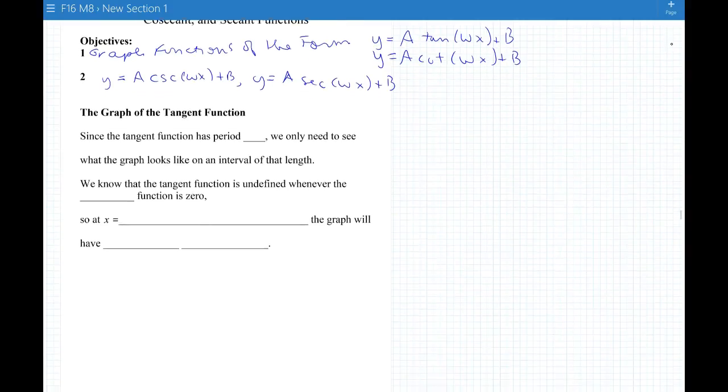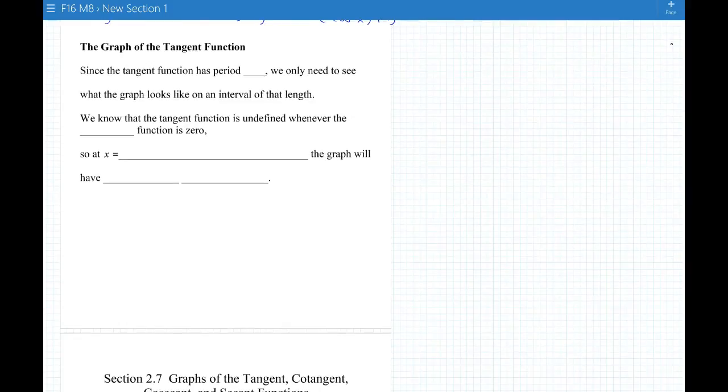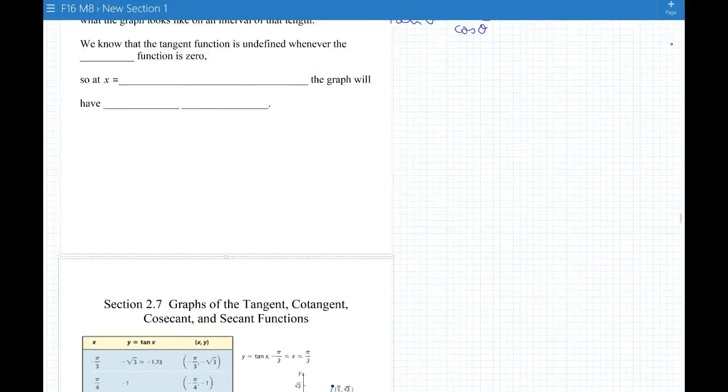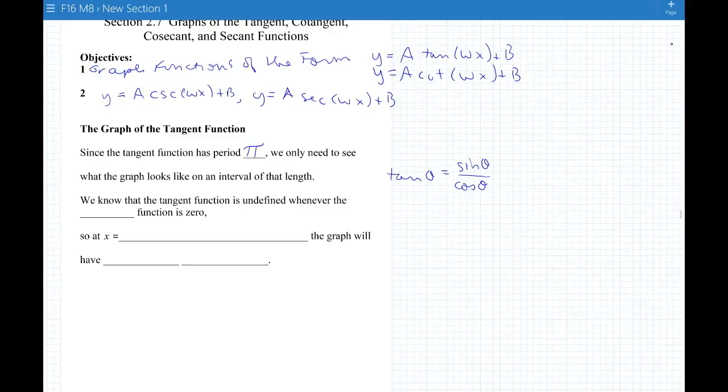So first we're going to talk about the graph of the tangent function. Since the tangent function has period pi, it repeats every time we go another pi around the unit circle. We only need to see what the graph looks like on an interval of that length. So we know tangent theta is sine theta over cosine theta. So we know that the tangent function is undefined whenever the cosine function is 0.